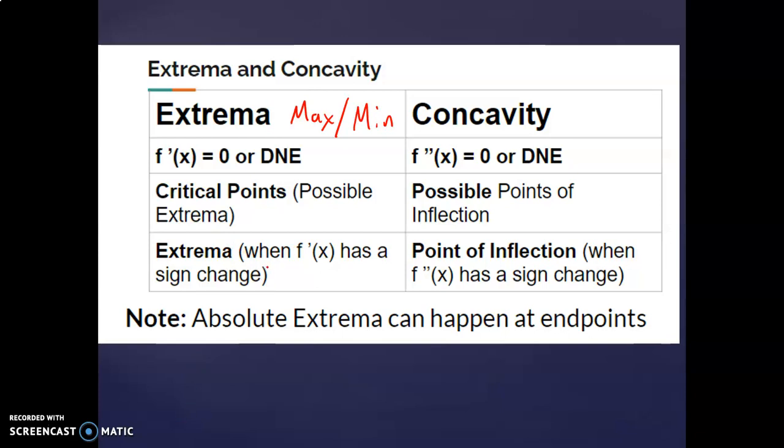If you don't have a sign change in the derivative, you might have something like this. So the slope is 0 here, but I don't have a max or a min because the slope was positive, 0, positive. So in order to have a max, you have to have a slope that's positive to negative. In order to have a min, you have slope that's negative to positive.